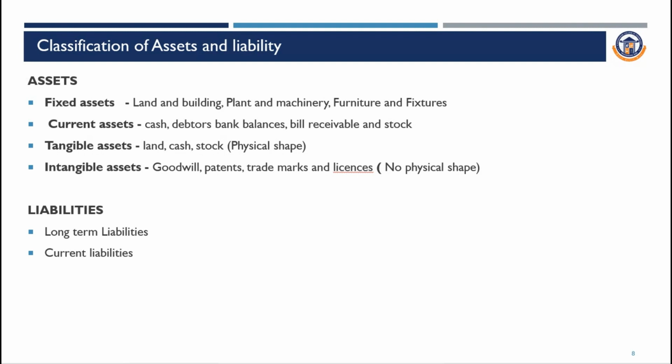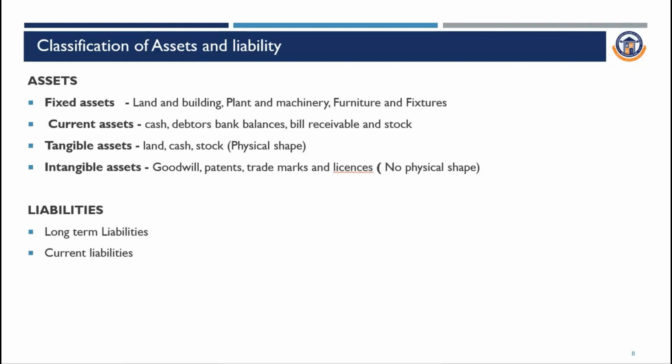Next is tangible assets. Tangible assets have a physical shape and can be seen, like land, cash, stocks, etc. Intangible assets do not have any physical shape. We can't see those assets. Examples of intangible assets are goodwill, patents, trademarks, and licenses, etc.